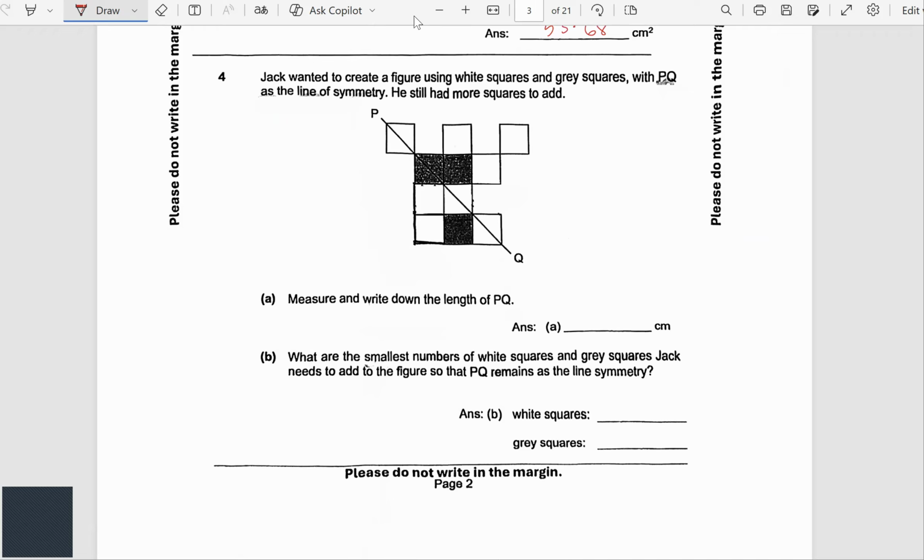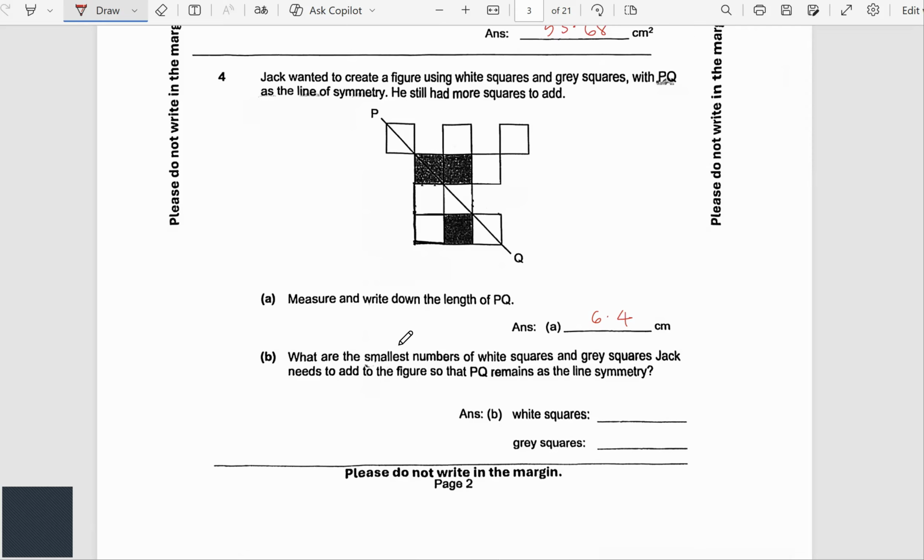Question 4. Jack wanted to create a figure using white squares and gray squares with PQ as the line of symmetry. He still had more squares to add. Measure and write down the length of PQ. Okay, I can't do that here, but on the actual paper, because if it's scanned and photocopied, it might be off, but the actual length is supposed to be 6.4 cm. Okay, the length of PQ.